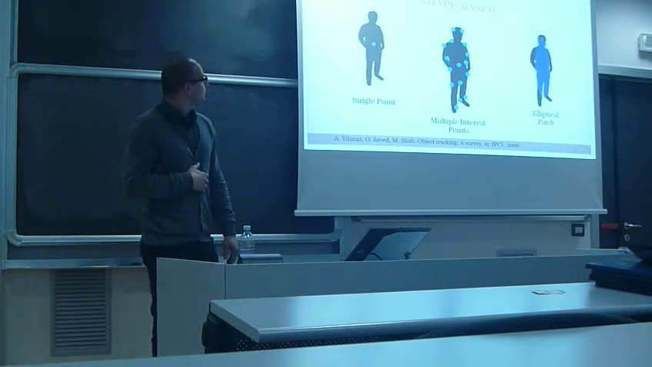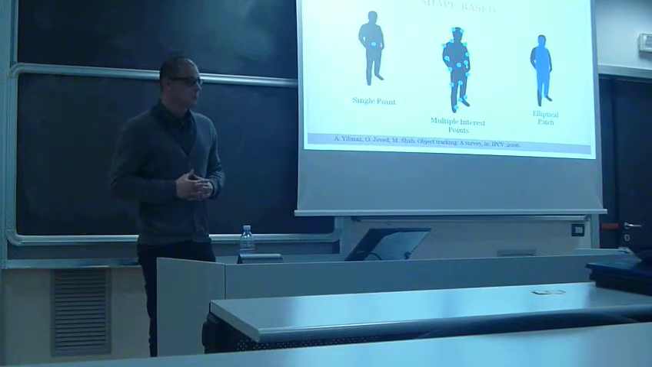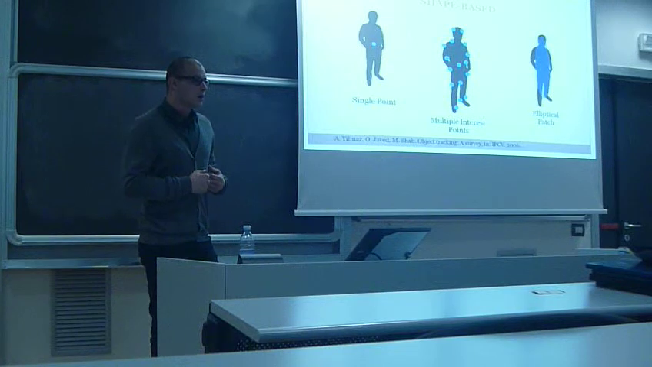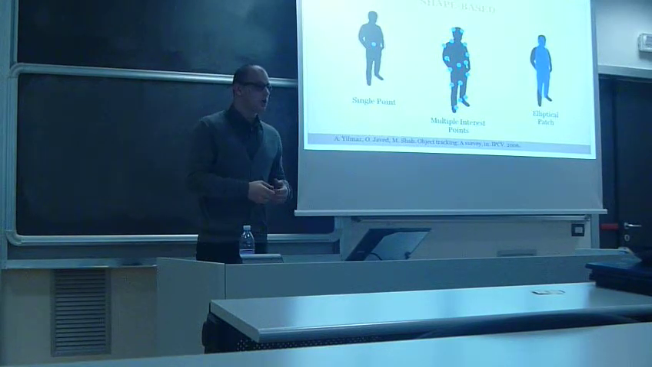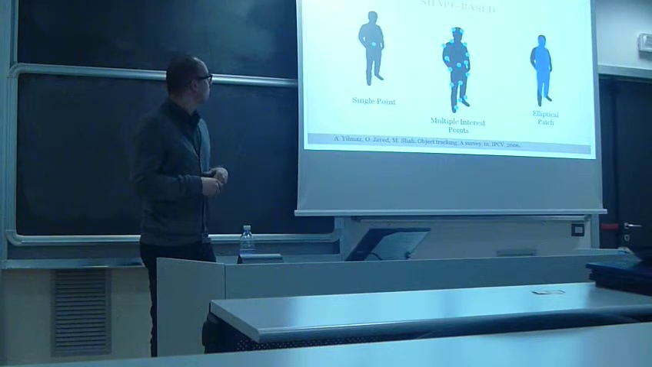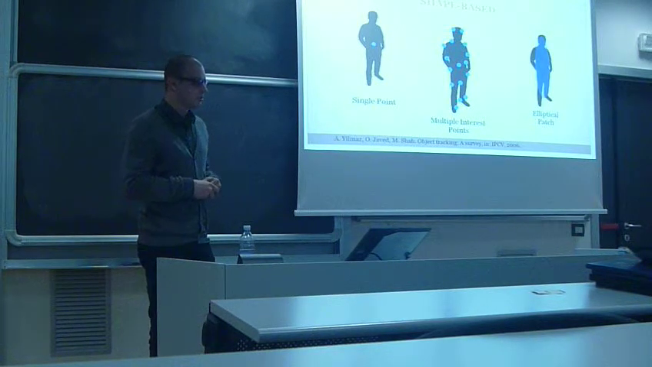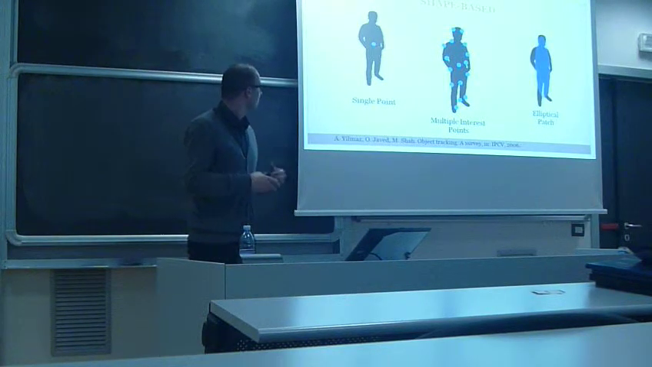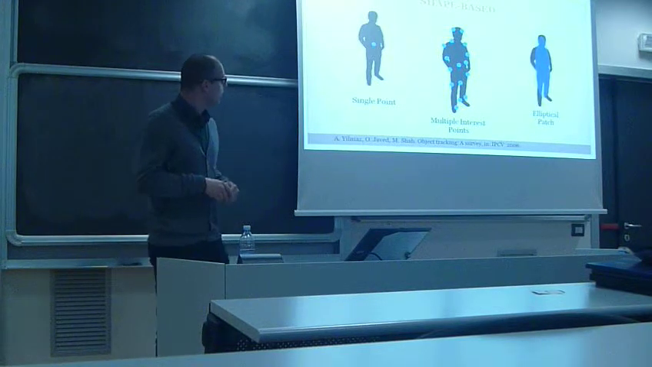Strictly related to object tracking is the object representation, because we want to know what we want to track. So we can represent an object based on its shape, its texture, or its appearance. Here are some examples of shape-based object representation: for example, a single point, multiple interest points, or an elliptical patch.